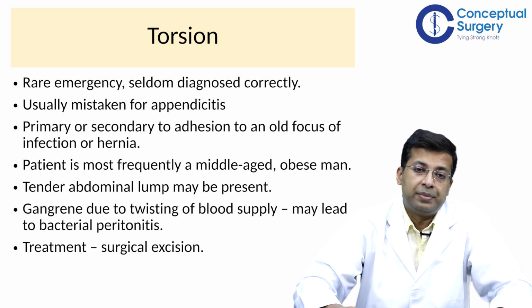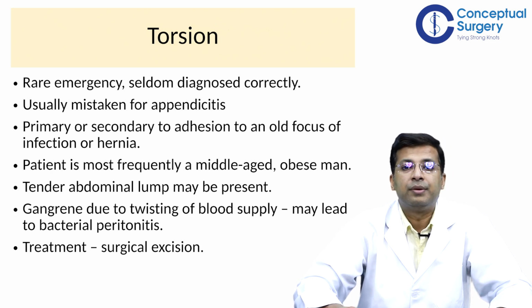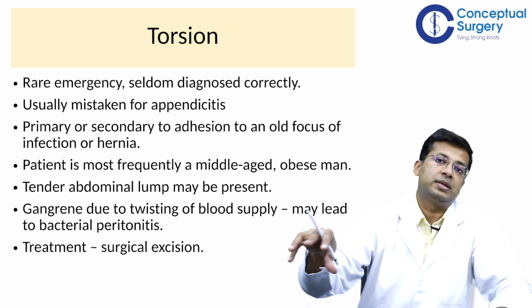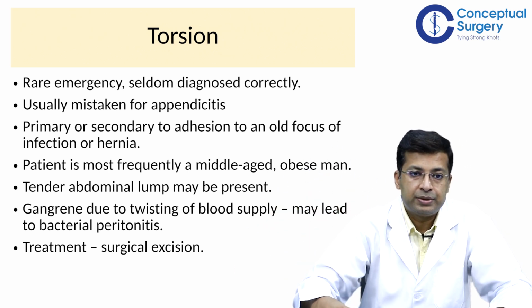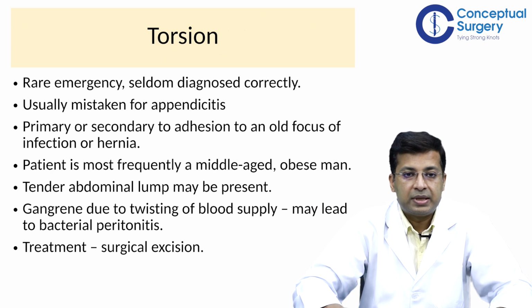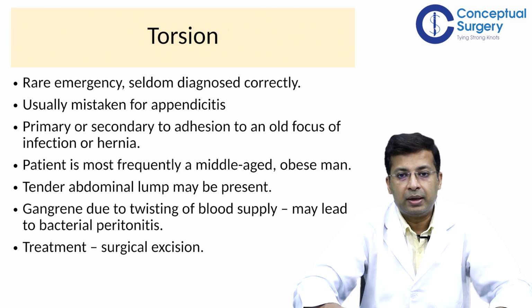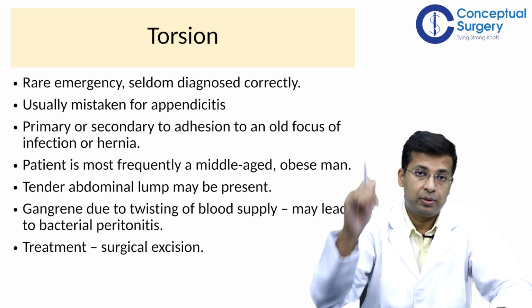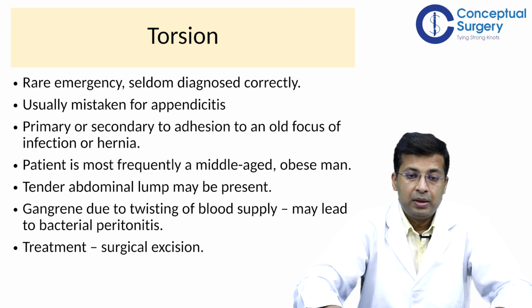Like I said, it could be either a primary torsion or it could be secondary to an adhesion to an old focus of infection to which the omentum has gone and has limited, and in the process has formed an adhesion. How does the patient present? The patient is most frequently a middle-aged obese man, and in obese people you know that it is even more difficult to diagnose an acute abdomen correctly. A tender abdominal lump may be present, which is nothing but the torted omentum.